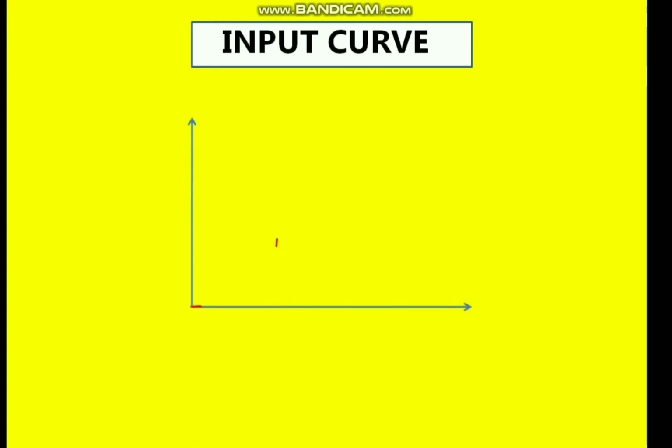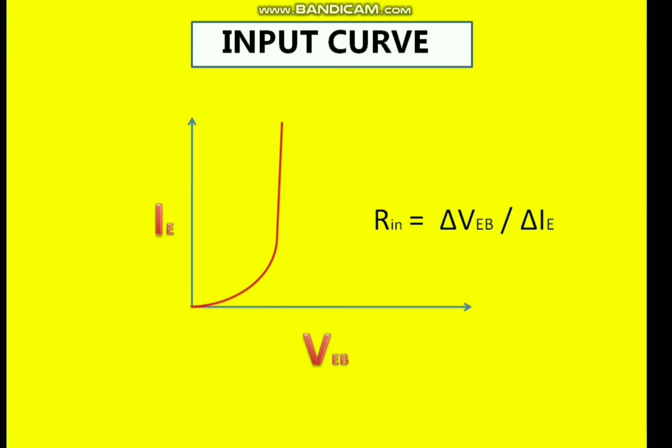To understand this, let us go to the graph. Let us draw first the input graph. The input graph is between the input current and the voltage applied. Now, you see the graph. This is a graph of forward biasing, which is a graph between emitter current and the base emitter voltage. From this graph, we can calculate the resistance.